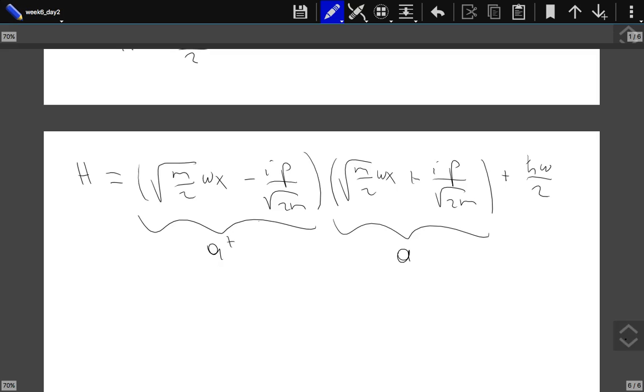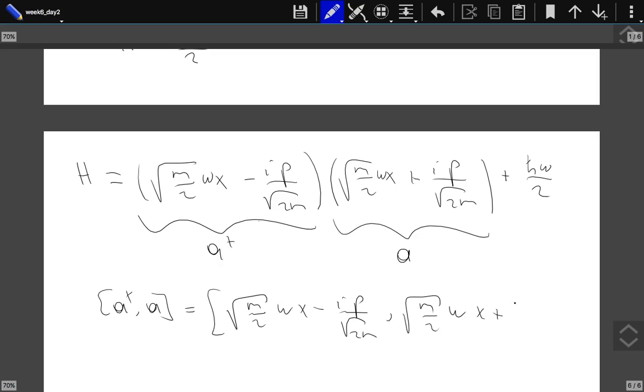Now let's look at the properties of these new operators that we define. For us, one of the most important properties of operators is their commutator. Do they commute with each other? Do they anti-commute? Let's look at the commutator, A dagger A. This is equal to square root of m omega over 2 x minus i p over square root of 2m and square root of m omega over 2 x plus i p over square root of 2m.